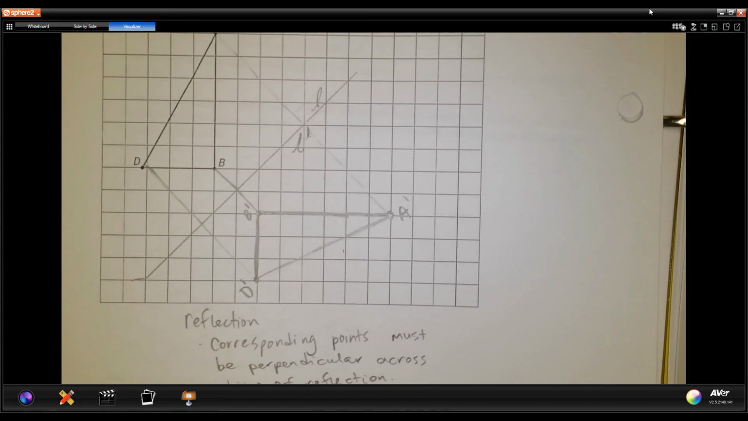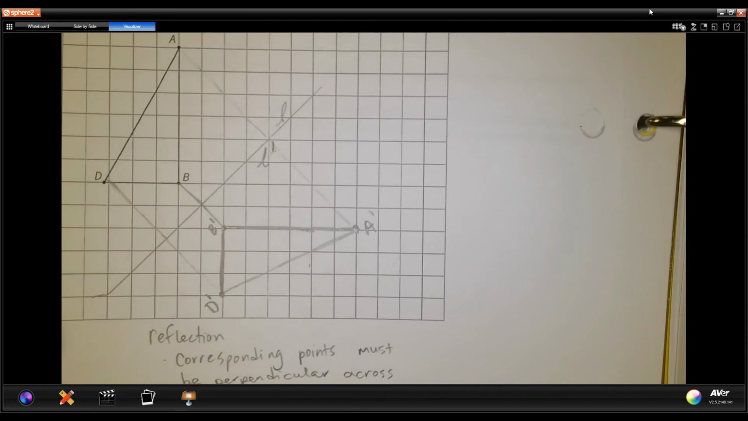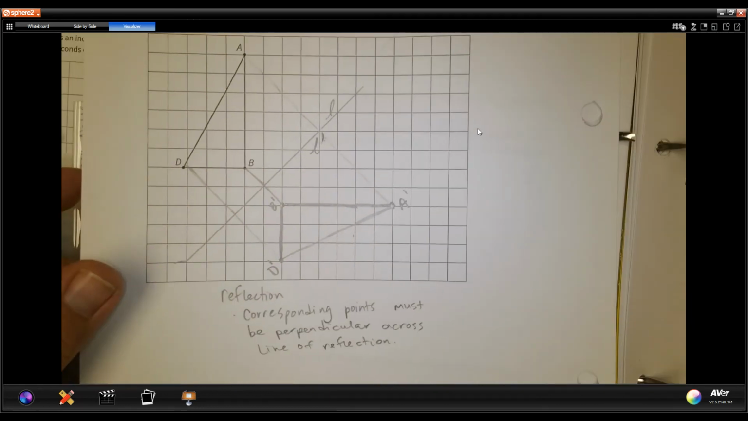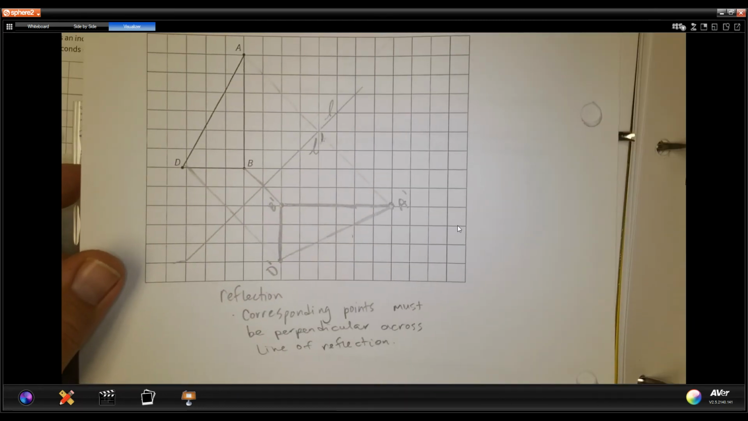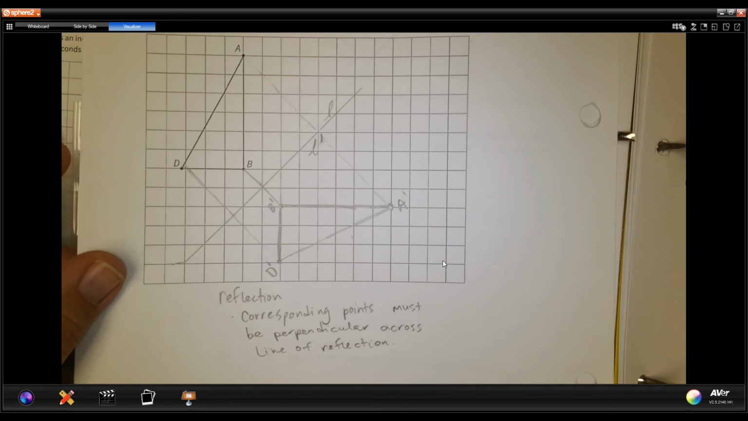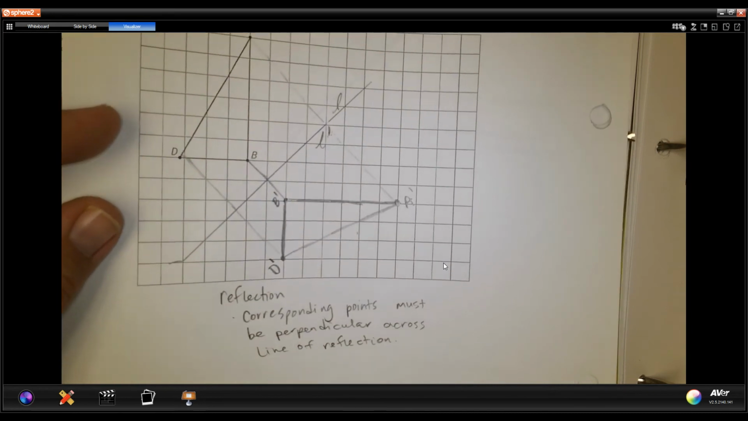Okay, pause it for a minute, review, think about these pieces. If you have a question about this, email me, send me a Hangout, something to say. I'm still stuck on the reflection, and we need to work on that.